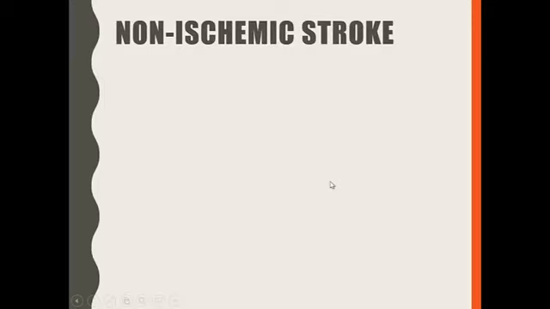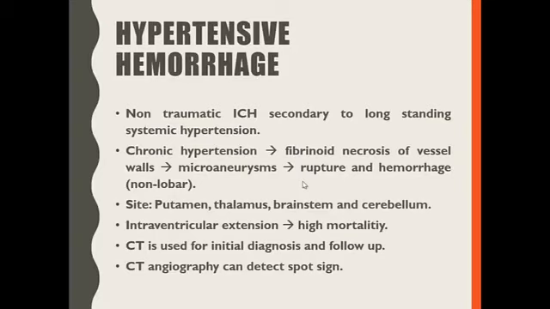Moving from ischemic stroke to non-ischemic stroke, we'll start with hypertensive hemorrhage, which is a non-traumatic intracranial hemorrhage secondary to long-standing hypertension. Chronic hypertension causes fibrinoid necrosis of the vessel wall, which creates microaneurysms, and due to fluctuation of the blood pressure, these aneurysms can rupture and result in hemorrhage. And take care, because this hemorrhage is non-lobar, which means it's deep hemorrhage, not superficial.